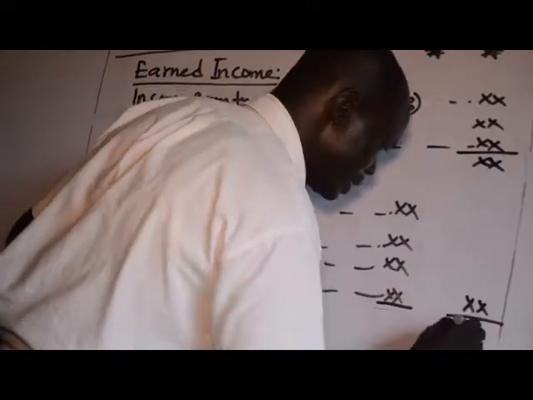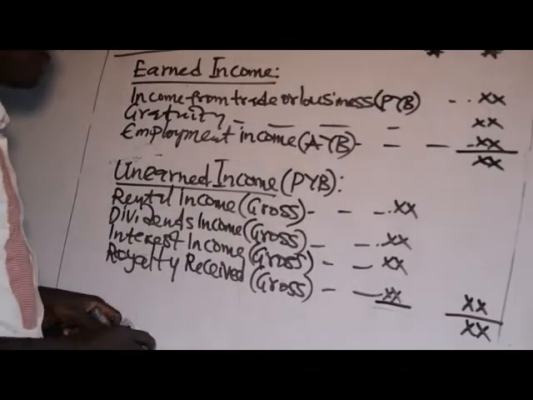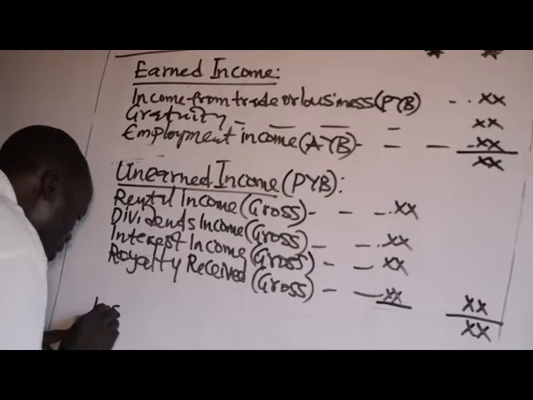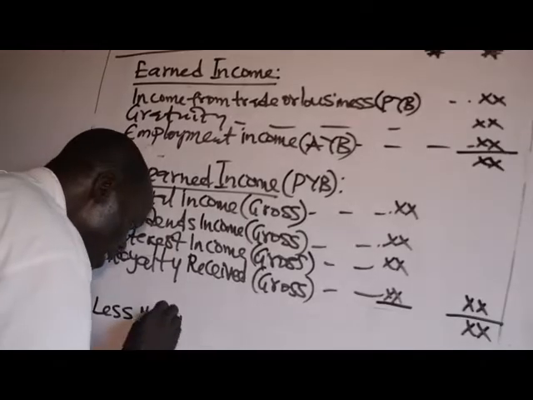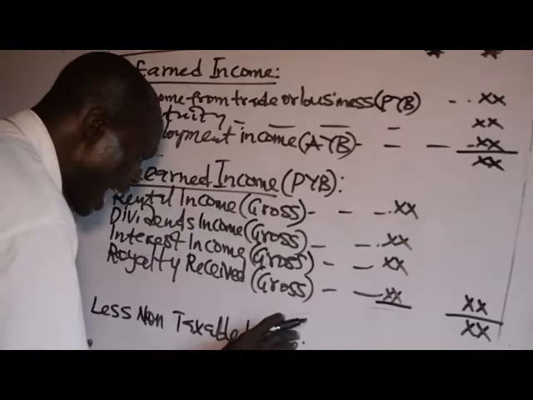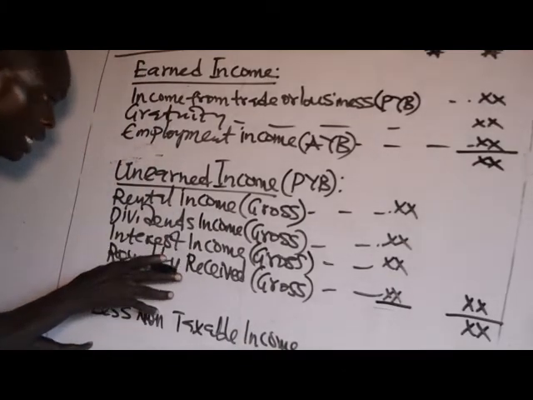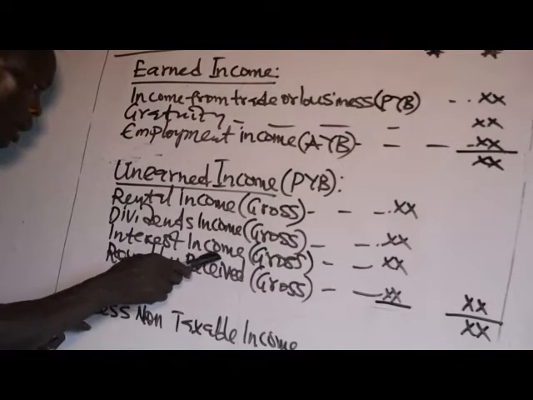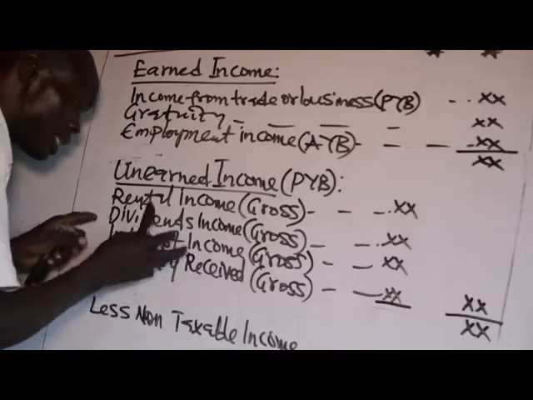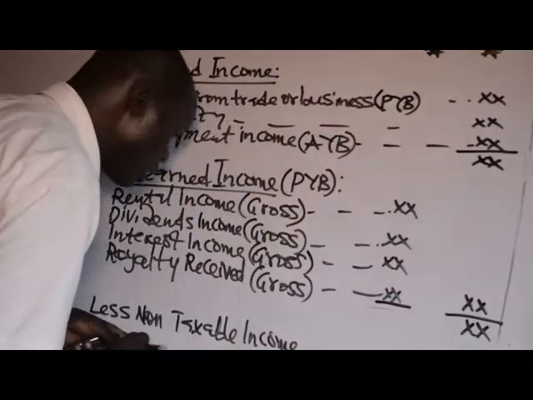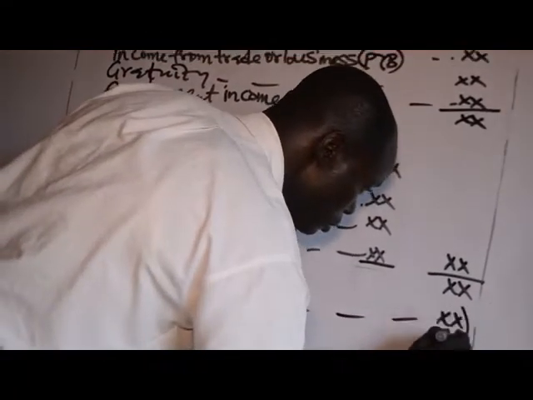You now add these to get the total. From this, you now less non-taxable income. For most of the unearned income here, the amount that is taxable is net of the withholding tax that has been deducted. That means you will still need to deduct them here. So you deduct non-taxable income, and you have this as the total.